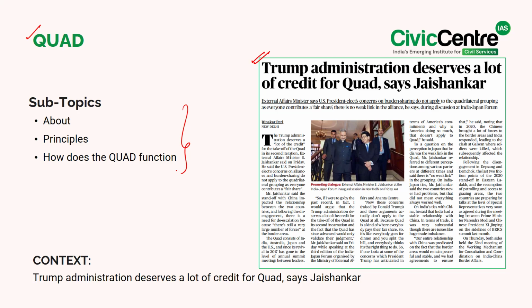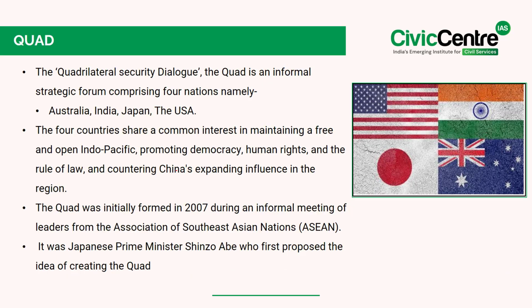See, Quad, also known as the Quadrilateral Security Dialogue, is an informal strategic forum comprising 4 nations, which are Australia, India, Japan, and the USA. Know that the 4 countries share a common interest in maintaining a free and open Indo-Pacific, promoting democracy, human rights, and the rule of law, and countering China's expanding influence in the region.